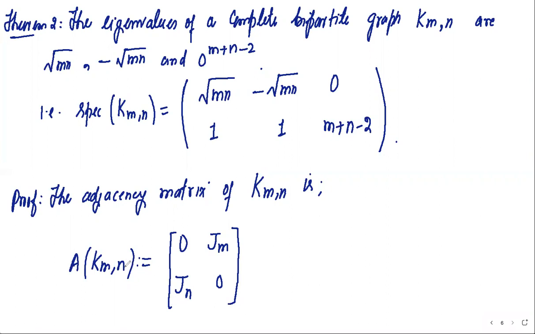Now, since Kmn has m plus n vertices, its adjacency matrix will be a matrix of order m plus n cross m plus n. Since this Jm is a square matrix of order m cross m, and this Jn is a square matrix of order n cross n, this whole matrix is a square matrix of order m plus n cross m plus n.